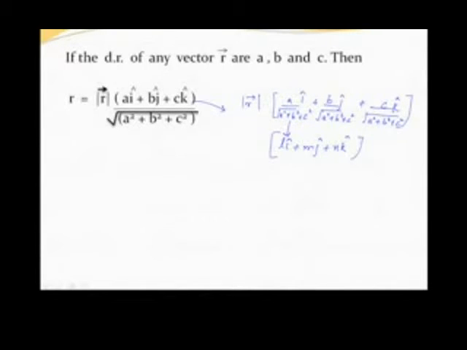L, m and n are the direction cosines, so we can also write any vector r as equal to the modulus of vector r into L times i cap plus m times j cap plus n times k cap. So L, m and n are the direction cosines of this vector r.